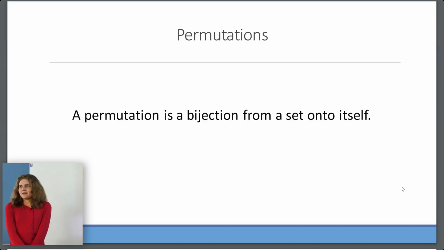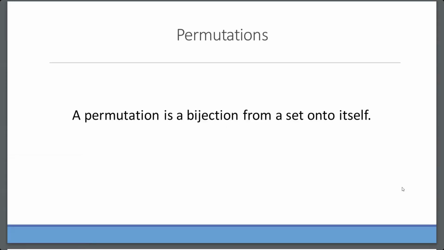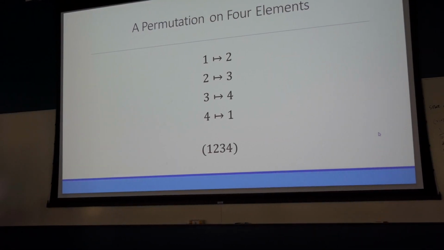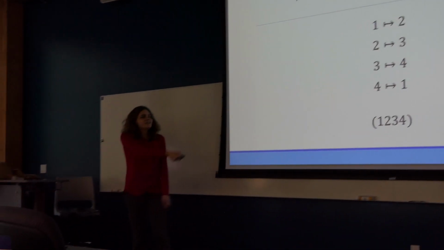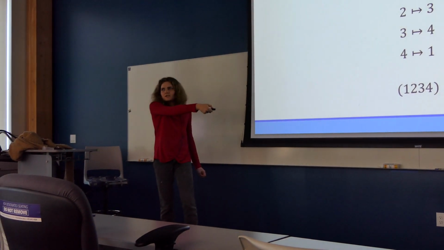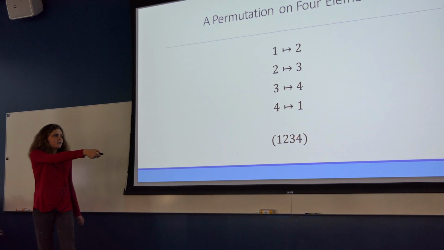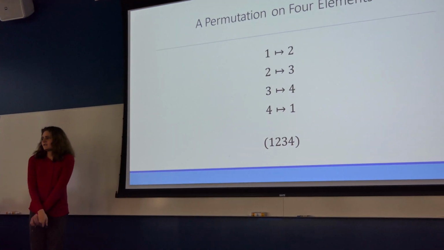A permutation is a bijection from a set onto itself. So let's say we have 4 elements. A bijection might send 1 to 2, 2 to 3, 3 to 4, 4 to 1. Notice that each element goes to something, and no 2 inputs share an output. If you've taken abstract algebra, you might recognize this as cycle notation. I've written this permutation as 1 goes to 2, goes to 3, goes to 4, and then 4 goes back to 1. So that's called cycle notation.